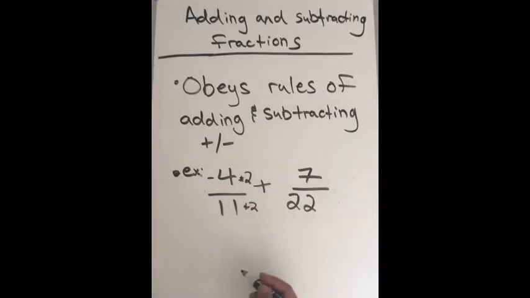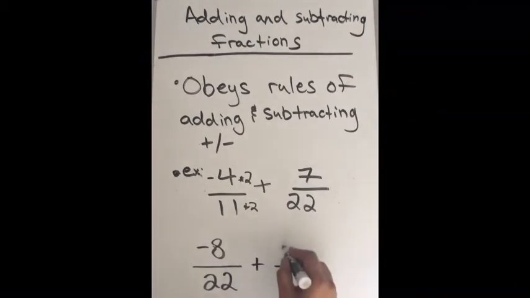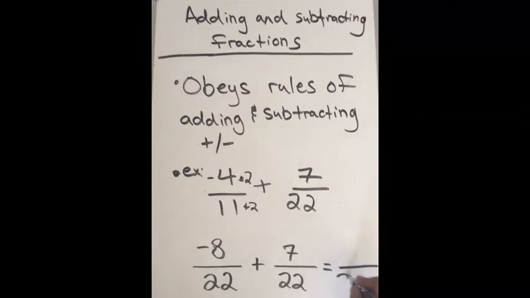-4 times +2, well, considering our last few videos, 4 times 2 is 8, and a negative times a positive is a negative, so that results in -8 over 22. 11 times 2 is exactly what we wanted. Now we're going to add that to +7 over 22. Luckily, since the denominator stays the same, there's no need to do any math there. But now we have to consider -8 plus 7. And if my math is correct, that should result in a -1.